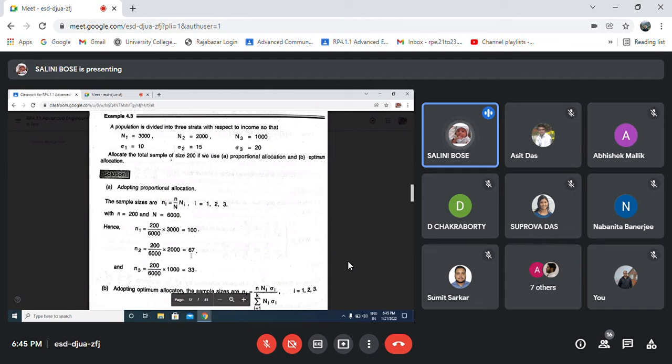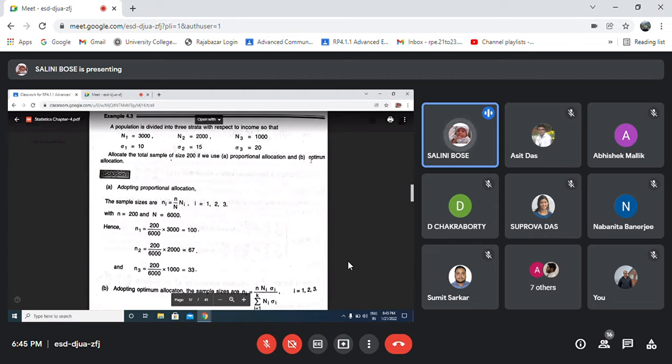Just see, the summation of n1 plus n2 plus n3 is nothing but equal to 200. Because this has to be, whatever number of strata you have, your total sample size will be the summation of each and every stratified sample size. So see, in this rule, if I add n1, n2, n3, their summation is 200, so your distribution is correct.